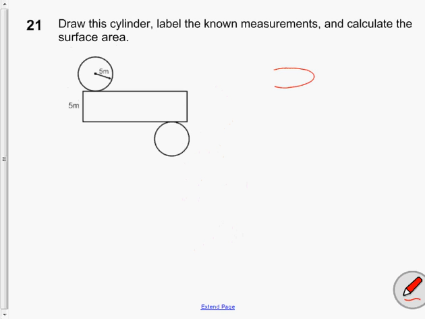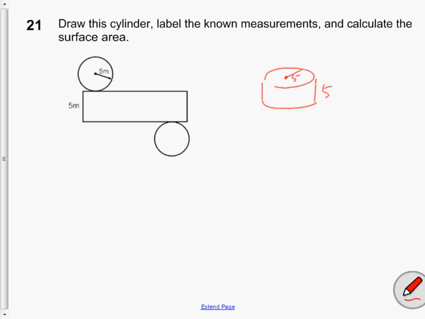Here we have a cylinder, so it says draw it. So I'm just going to draw a random cylinder. I'm going to put 5 here, and I'm going to put 5 here. I know it doesn't look to scale, so if I'm doing it to scale, I probably want to cut this off right here and do something like this. That's a little bit better. And calculate its surface area.